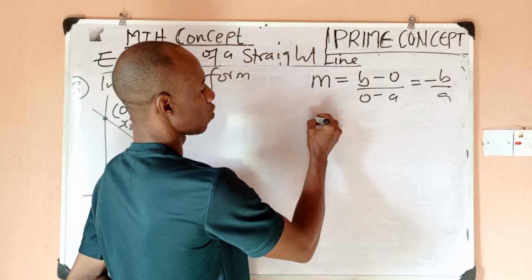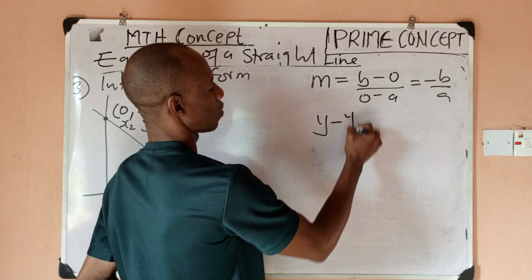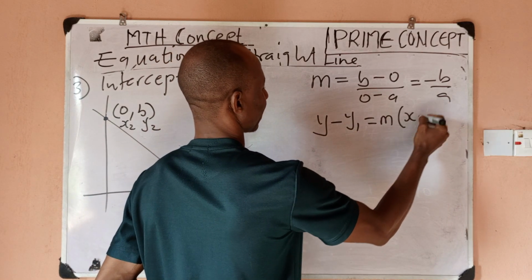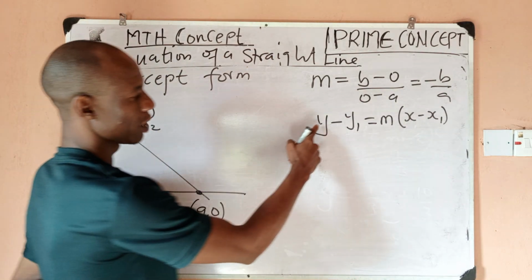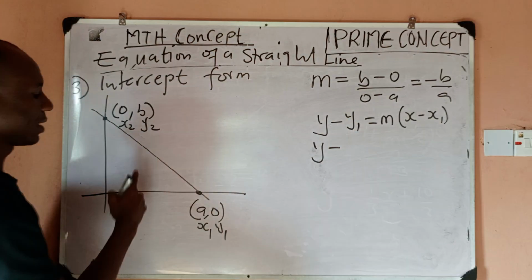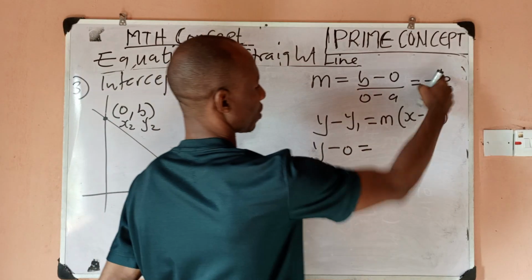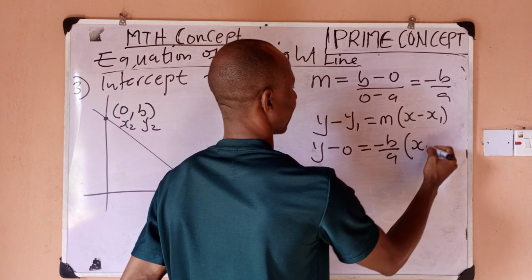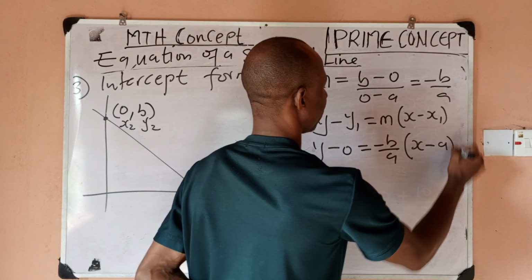We want to use y minus y1 equals m into x minus x1. So we want to use this now to find our equation. You realize that you have y minus y1. What is our y1 in this case? Our y1 is 0, equals m, and our slope is minus b over a, into x minus x1. What is our x1? Our x1 is a, right?